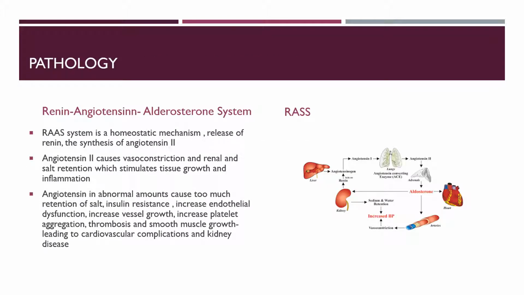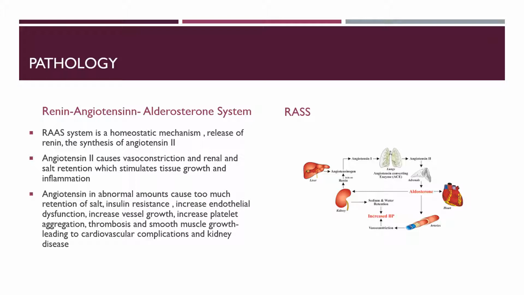So let's talk about the renin-angiotensin-aldosterone system. This plays a significant role in hypertension. The RAS system is a homeostatic mechanism. The release of renin leads to the synthesis of angiotensin II. Angiotensin II causes vasoconstriction and renal salt retention, which stimulates tissue growth and inflammation. And this is how it presents in a normal individual.